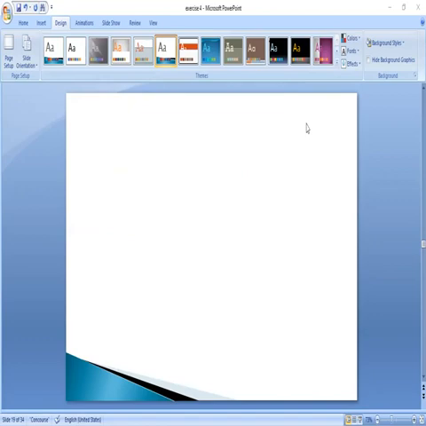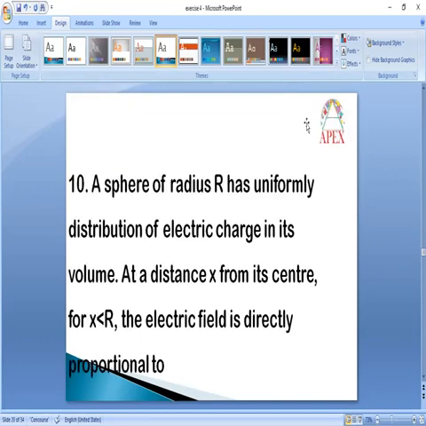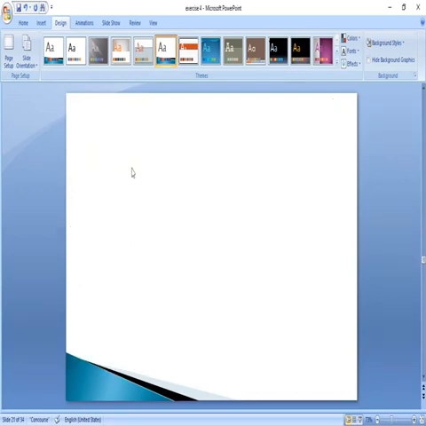Now, question number 10. A sphere of radius R has a uniform distribution of electric charge in its volume. At a distance x from its center, and x is less than capital R, that means the point was taken inside the sphere, the electric field is directly proportional to. Okay. So inside a sphere was taken and it is a uniformly distributed sphere.